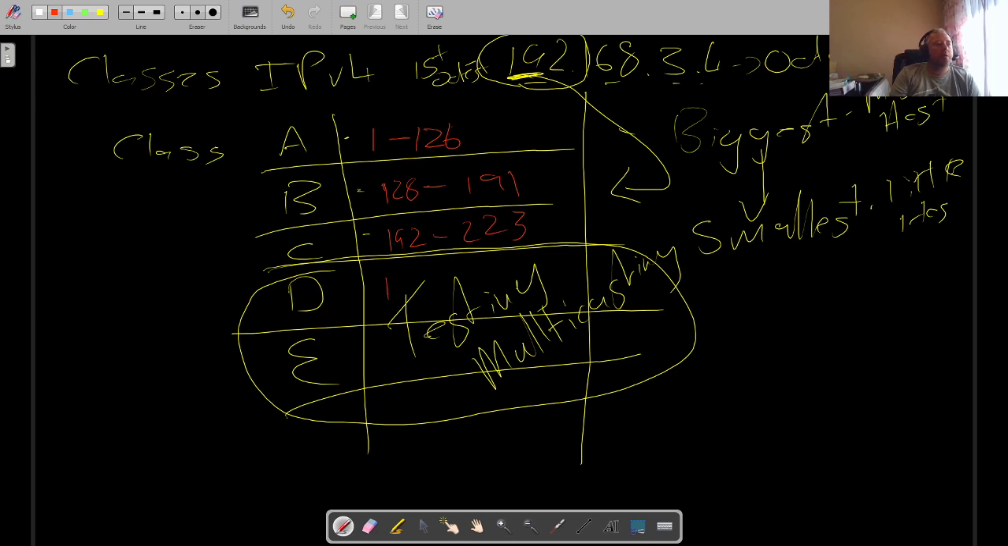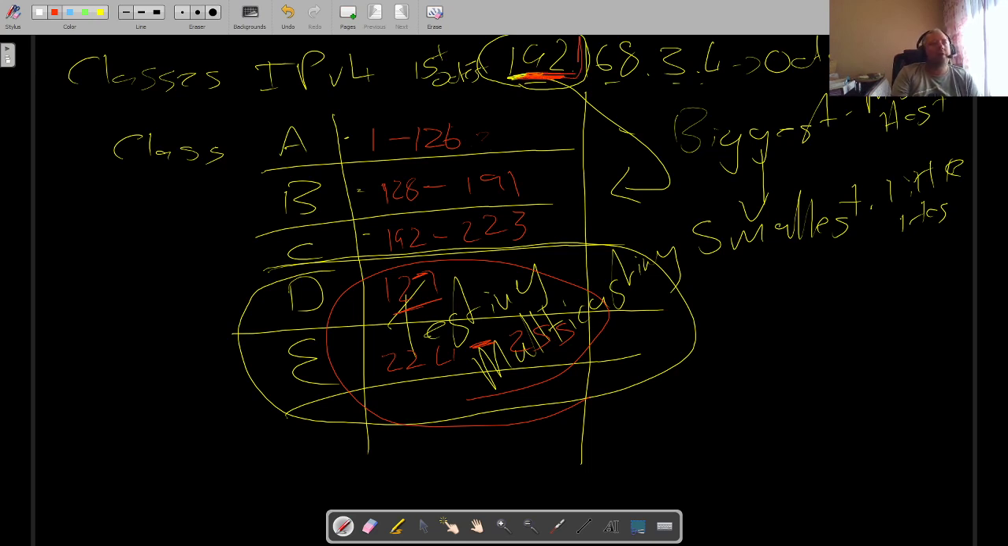The number 127, which you guys see is missing from here, and the numbers 224 all the way up to 255 sit in class D and class E, used for testing purposes and for multicasting purposes. So for us as normal network technicians setting up a network, we don't really have to worry about that. Okay, so that's the first thing that we can learn by looking at an IP address.